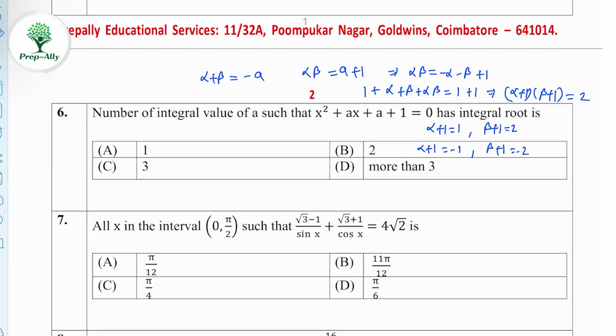So if alpha plus 1 is 1, beta plus 1 is 2, substitute and see what value of a you get. If alpha plus 1 is minus 1, beta plus 1 is minus 2, that means what will be the roots? Roots are minus 2 and minus 3. Then what are the values of a? So you can calculate easily.